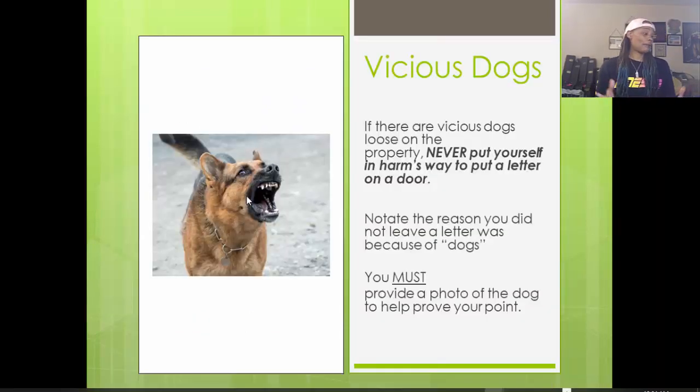So, sometimes you run into situations when you're delivering a letter and there's a vicious dog. Oh, I've run into that quite a few times. Anyway, guys, if there are vicious dogs on the loose at the property, never put yourself in harm's way to put a letter at the door. Never. What you want to do is just document, notate the reason why you didn't leave a letter. It was because of dogs. But if you can, you must prove that there was a dog at the property to help you prove your point.